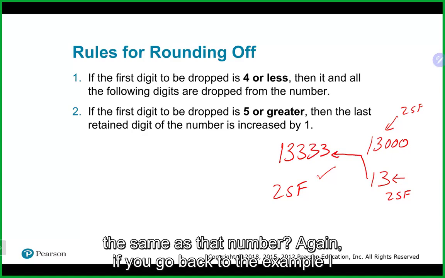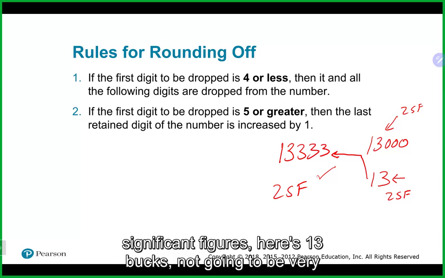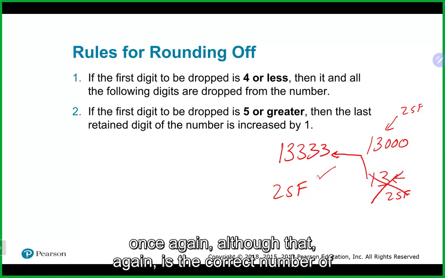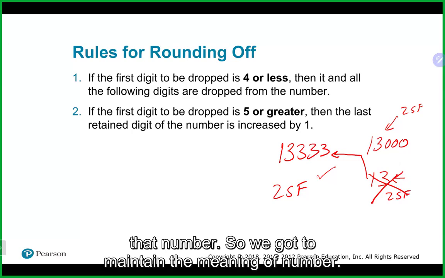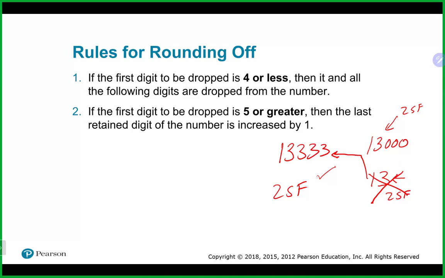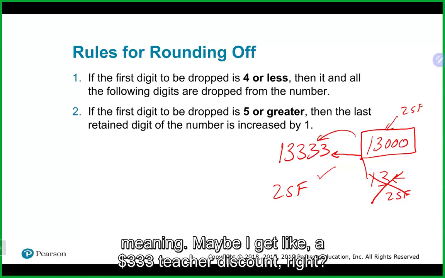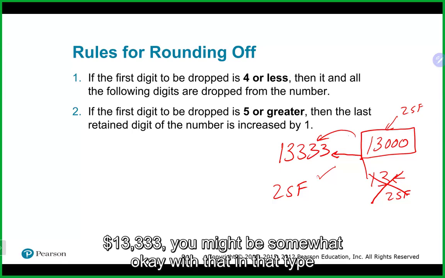Again, if you go back to the example I did earlier, if I owed you $13,333 and I said, here's 2 significant figures, here's $13, you're not going to be very happy with me, I imagine. That's a very big difference in meaning. So although that is the correct number of significant figures, we do not want to change the meaning of that number. We have to maintain the meaning of the number. This still has 2 significant figures and is roughly the same meaning. Maybe I get like a $333 teacher discount, right? I'm a good guy, right? And I give you $13,000 and I owed you $13,333. You might be somewhat okay with that.